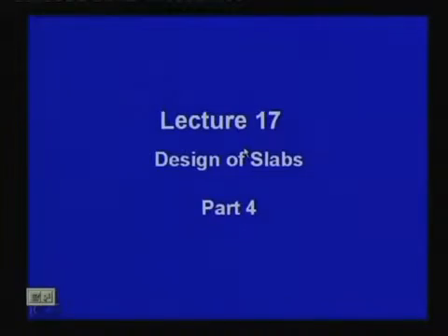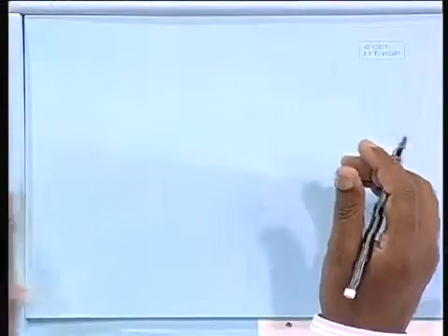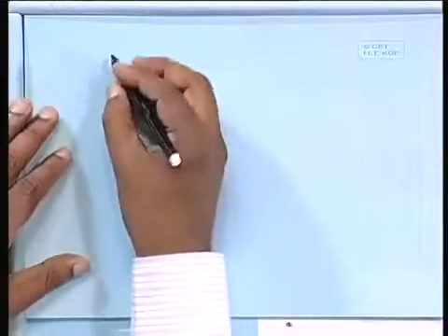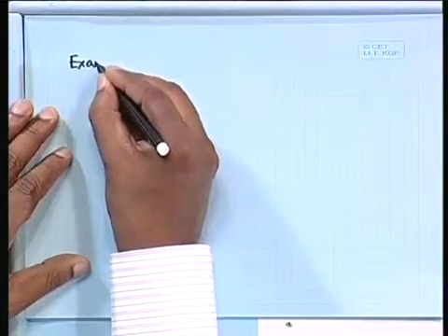Lecture 17, design of slabs, part 4. So we have come to part 4 of design of slabs, and let us do one problem on, say, the simply supported case, and the other one we shall solve according to Table 26, that is your continuous one. So here we shall solve an example.